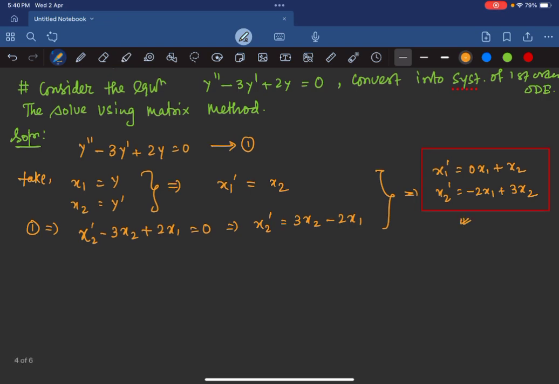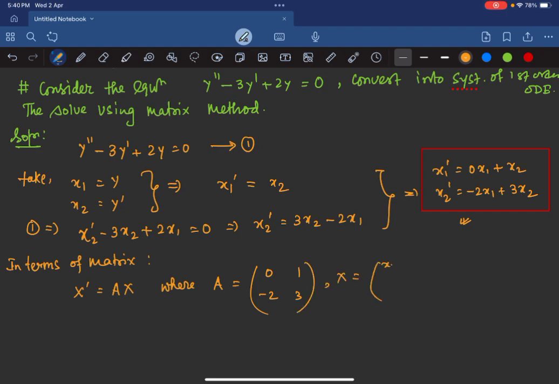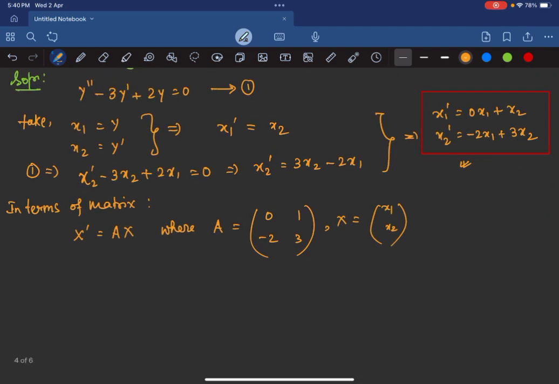Now if this system you want to write in terms of matrix representation, that is x dash is equal with A x, where this A is given by 0 1 minus 2 3. Okay, and this x is given by x1 x2. Right, now you can solve this one and you can get the eigenvalues first by applying this matrix method.